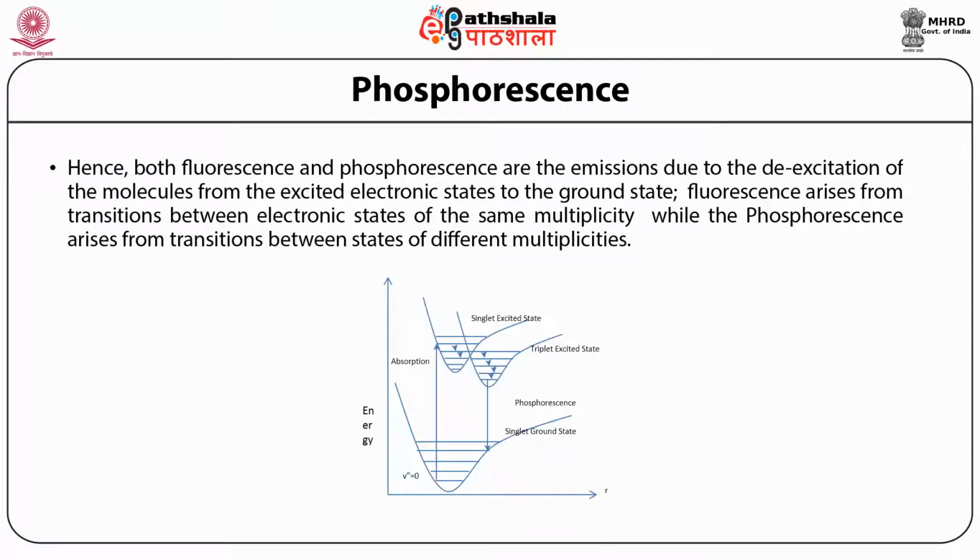to the ground state. Fluorescence arises from transitions between electronic states of the same multiplicity, while phosphorescence arises from transitions between states of different multiplicities, as the figure shows the singlet excited states and the triplet excited states. So, there is a crossing from singlet to triplet and then triplet to the singlet ground state level.